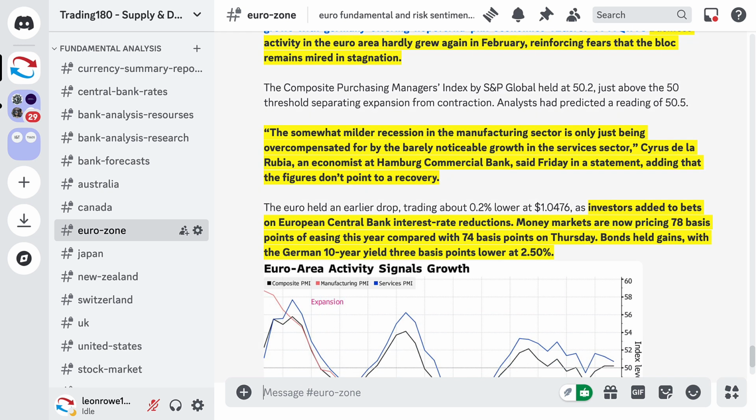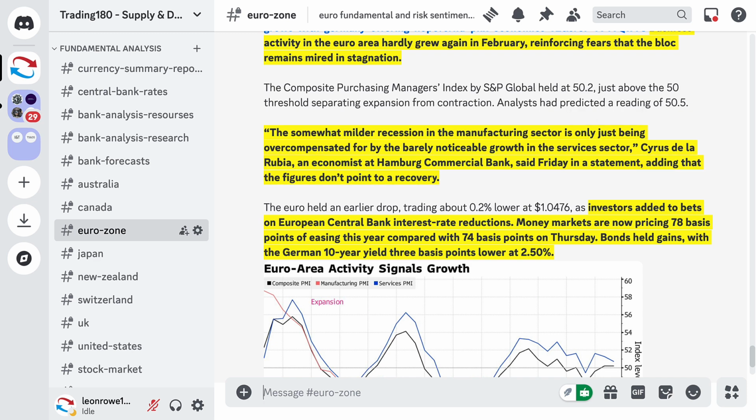The somewhat milder recession in the manufacturing sector is only being overcompensated for by the barely noticeable growth in the services sector, Cyrus de la Rubia, an economist at Hamburg Commercial Bank, said Friday in a statement, adding that the figures don't point to a recovery. Investors added to bets on European Central Bank interest rate reductions. Money markets are now pricing 78 basis points of easing this year compared with 74 basis points on Thursday.